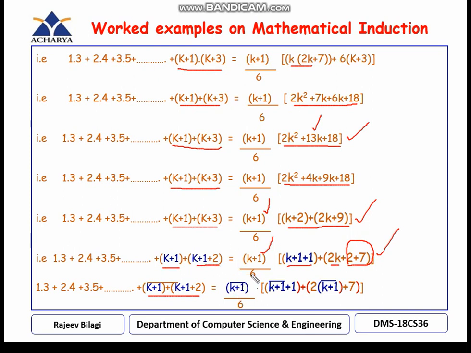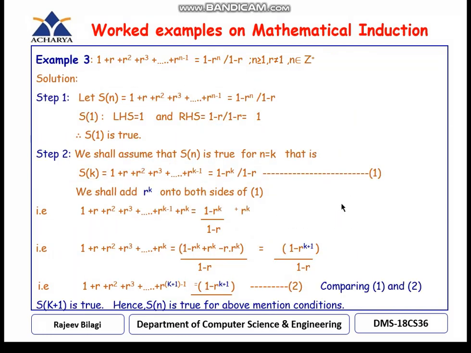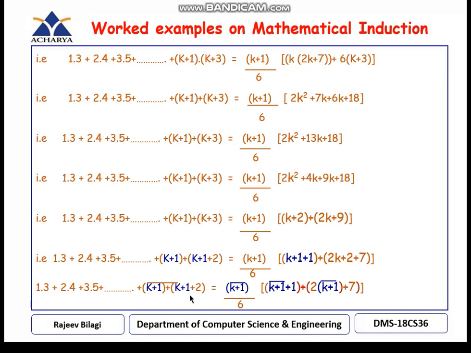Okay, so now this is k plus 1 divided by 6, k plus 1 plus 1, and from these two you can take a common factor from 2k plus 2, 2 into bracket k plus 1 plus 7. So what I got is that for all values of n the statement is true. So this is the second problem. We'll see one more problem and how it goes.